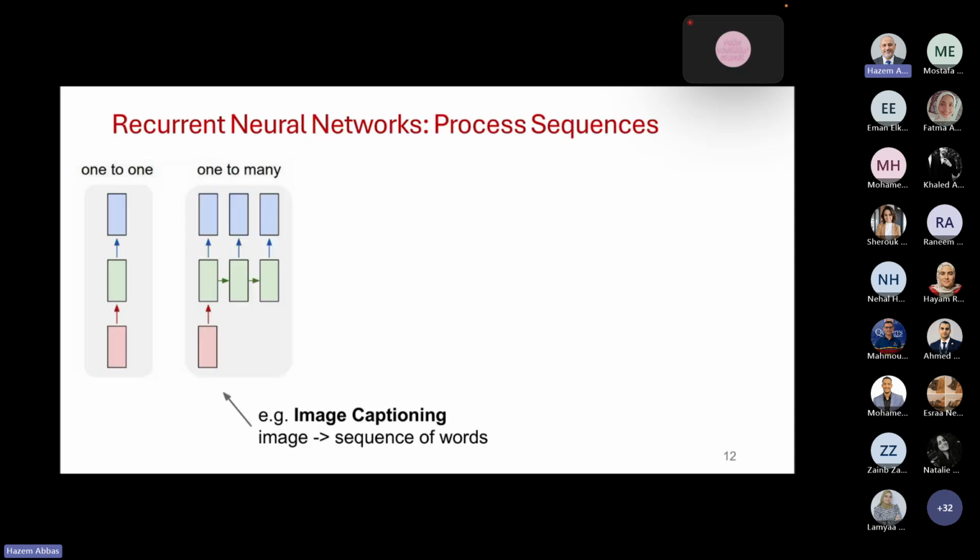The next one is one-to-many. We can have one input that will produce many outputs. For example, the input can be an image, and the output will be a description of this image, a caption. So the input is one image, and the output is a sequence of words. This is one-to-many, and this sequence of words depends on each other. As you can see here, the first output will have an effect on the second output, and the second will have an effect on the third output.